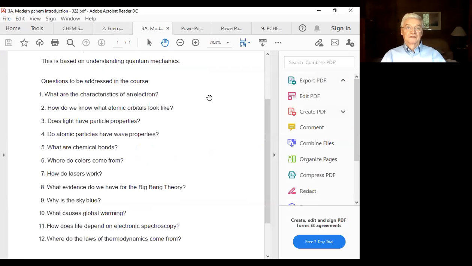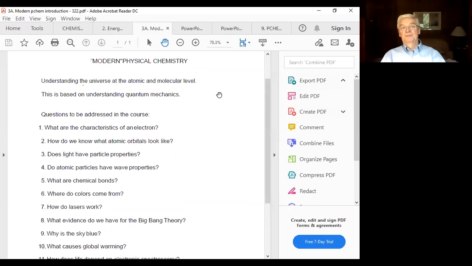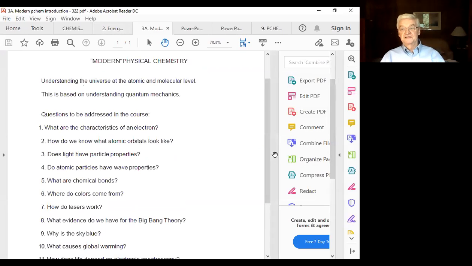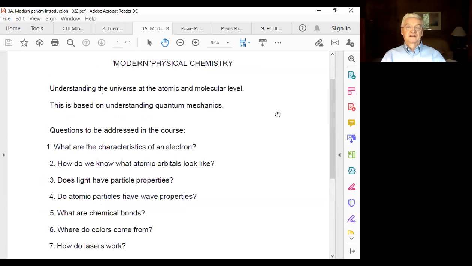Okay, so this is basically what we're going to talk about in this course. I made a list here. We're going to try to understand the universe at the atomic and molecular level. And most of this understanding is based on quantum mechanics. Quantum mechanics is going to tell us there are only specific energies and solutions that individual particles or molecules can have. And so that's going to be the basis of everything else.